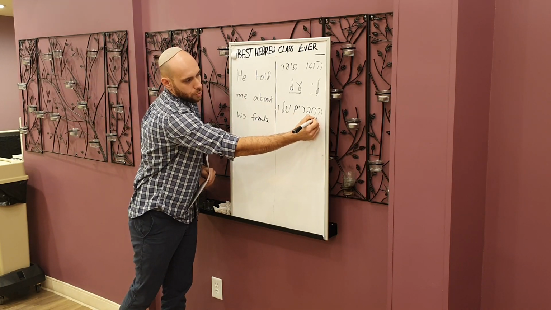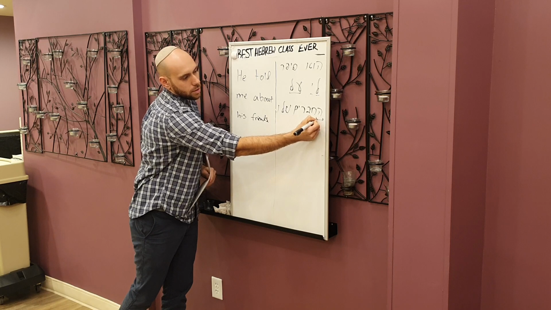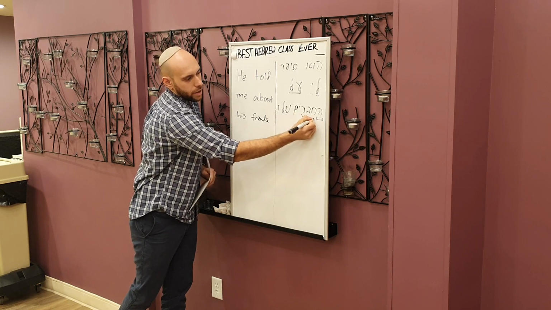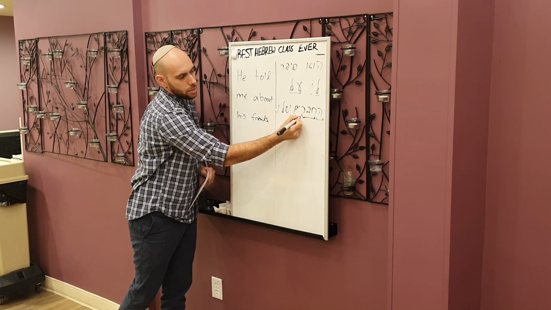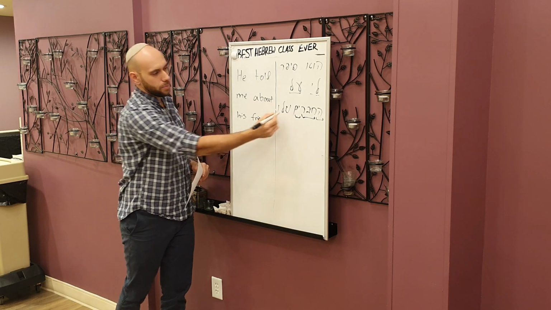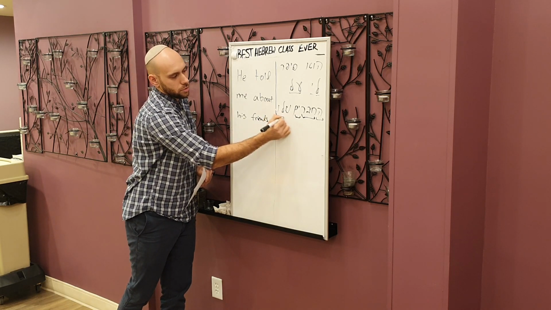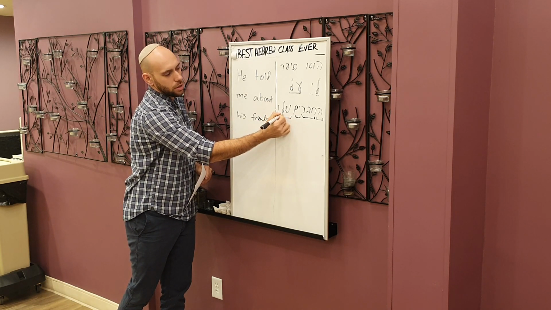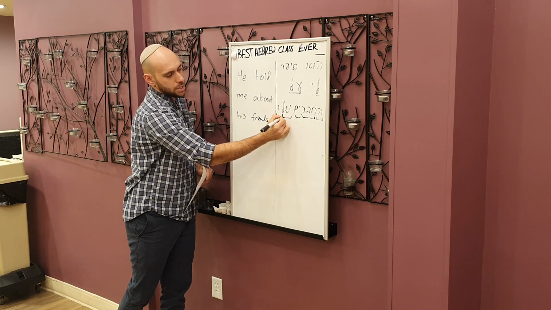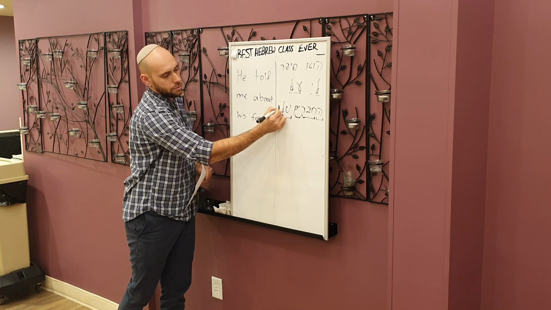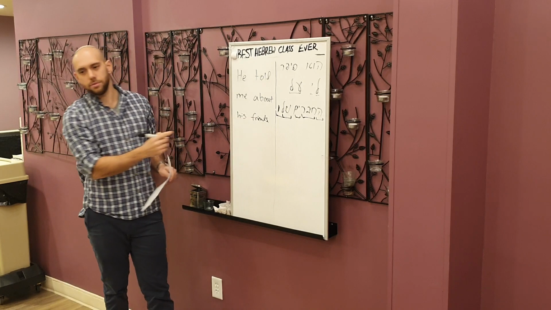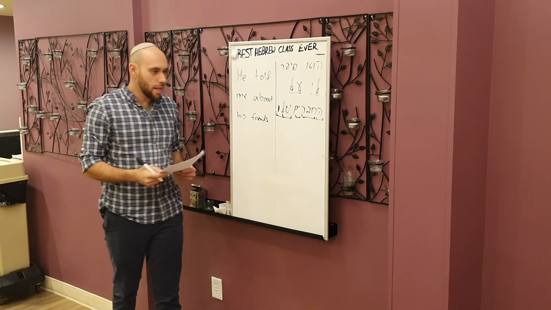HaChaverim. So we break it down. Ha, the; chaver, friend; im, plural ending, right? Shelo, break that down. Shel, meaning possessive, with the ending vav, meaning his, right? Shelo means his.